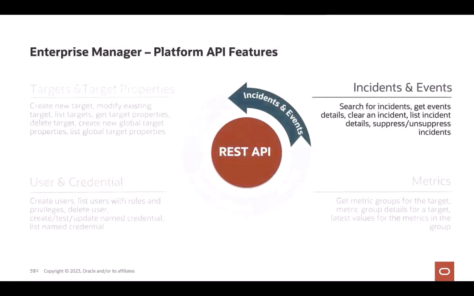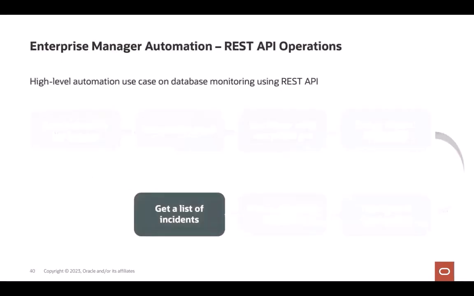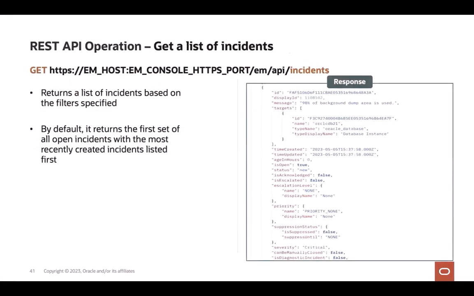Let's move to the incidents and events part of the story. Now that an incident has been raised because of the metric threshold violation, let's get a list of incidents. Here is a get operation to get a list of incidents. This operation returns a list of incidents based on the filter specified, which can include target name, target type, severity, and more. By default, it returns the first set of all open incidents with the most recently created incidents listed first. On the right is the incident details from the previous metric threshold violation.